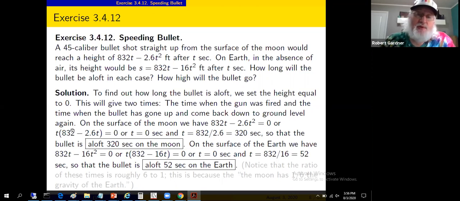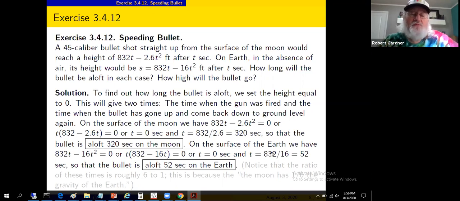Set both factors equal to 0, t equals 0 seconds. I told you so, it's when it's at ground level, when everything starts, when the gun's fired. And set the second factor equal to 0. Rearrange, we'll get t equals 832 over 2.6, that's 320 seconds. Nice numbers. So they've massaged the numbers for us, apparently, to give us nice integer values for t of 0 seconds and 320 seconds. How long was the bullet aloft? 320 seconds. Started at 0, 320 seconds later, it's back down to ground level on the moon.